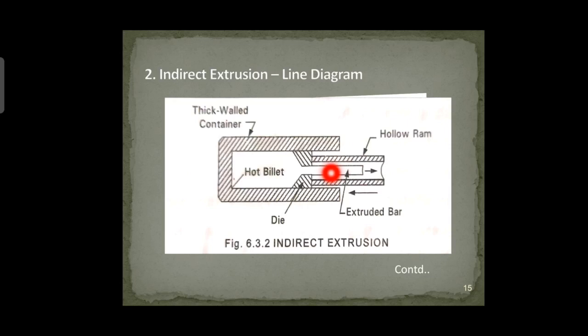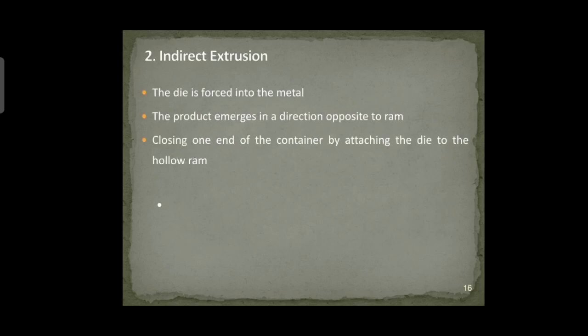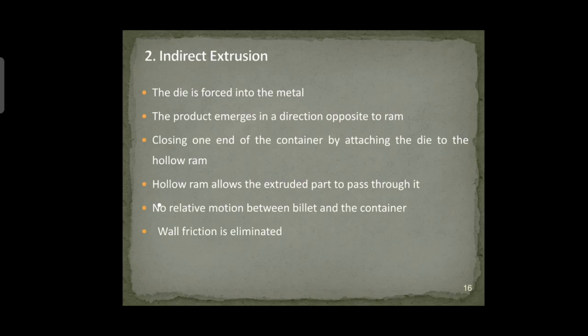Okay, but the size of that extruded part is limited to the inside diameter of the hollow ram. So that much only we can produce. Why? Because you see the hollow ram, whatever the inner diameter is there, that is the limited size of the product we are producing, so that much size only can be produced. Okay, so this is the explanation about the indirect extrusion process. These are a few of the statements, you can go through that.